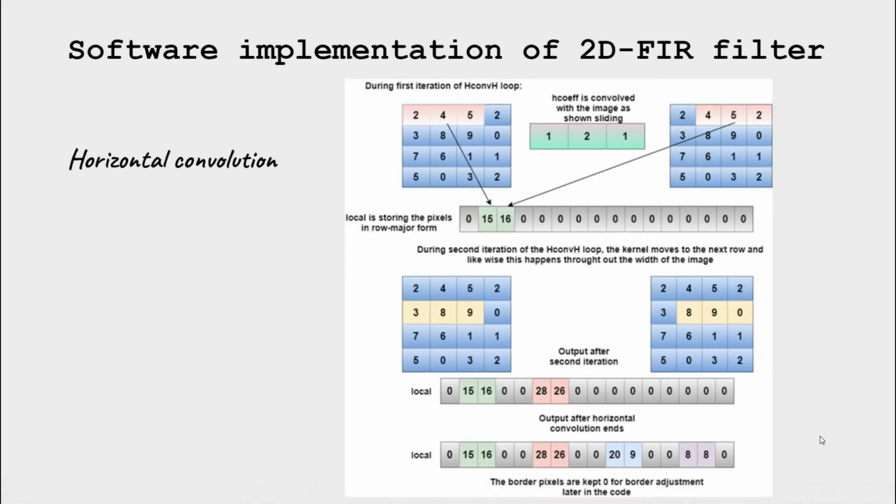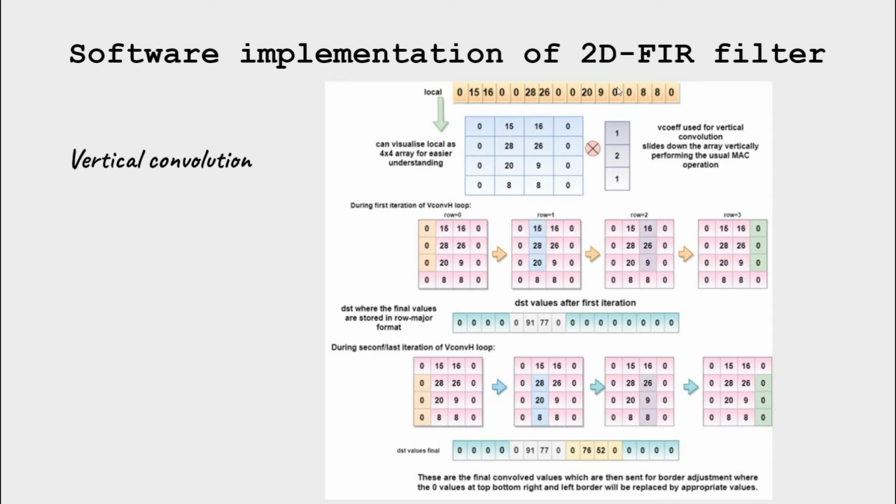Now we move on to vertical convolution. The final values which were present in local after the horizontal convolution were these. For easier visualization and understanding, I've created this 4x4 matrix, and I have stored these values like this. Now this 1 2 1 is my vertical filter coefficient. This vertical coefficient will move over my image, and as we can see, when it is first convolved with this highlighted portion, we get the value 0. Then in the next iteration of the row, it moves to the next column. Here it will convolve with 15, 28, 20. Then it will convolve with 16, 26, 9.